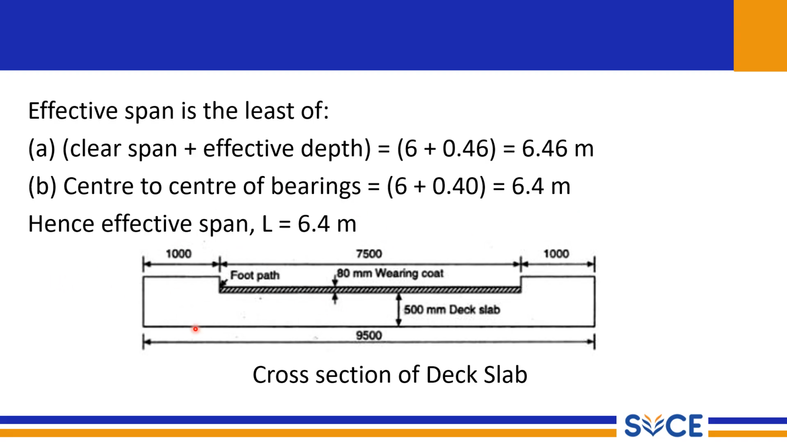So this is the cross section of the deck slab. We have a bearing course of 80 mm, which is already given in the problem, and the 1000 mm is the footpath on either side of the deck slab. The overall width of the deck slab is 9.5 meters, and the span is the minimum of the two values, so the effective span is taken as 6.4 meters.